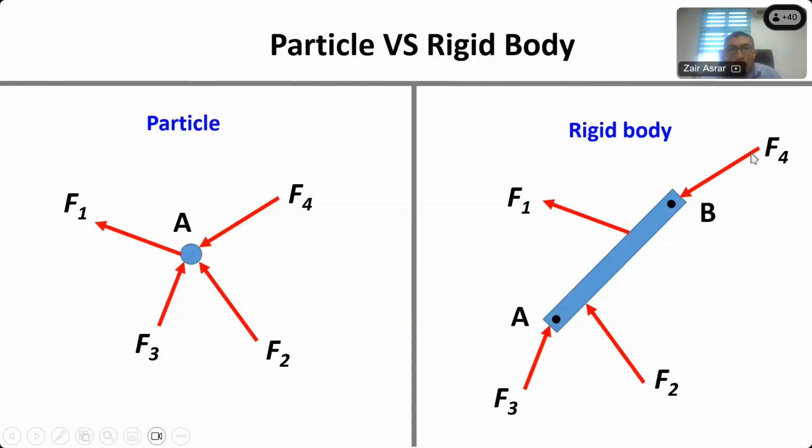Let's proceed with the difference between particle and rigid body. So now we have particles on the left hand side and rigid body on the right hand side. For the case of particle, let's say we call this particle A. We have 4 forces, F1 until F4, acting on this particle. So if I were to draw it, it will be something like this.